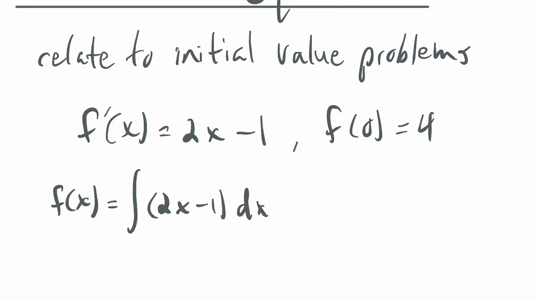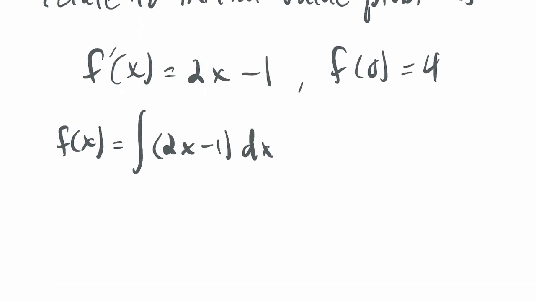When you find an antiderivative, or an indefinite integral, we're going to use the power rule. So the antiderivative, or rather an antiderivative of 2x will be x squared. This one is chosen to be relatively simple. And an antiderivative of 1 would just be x, so minus x.